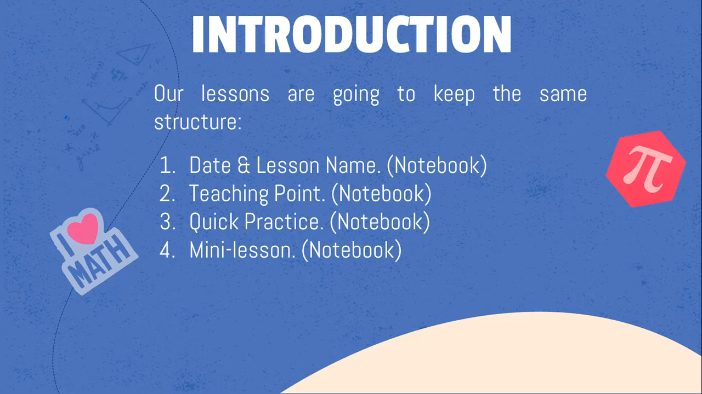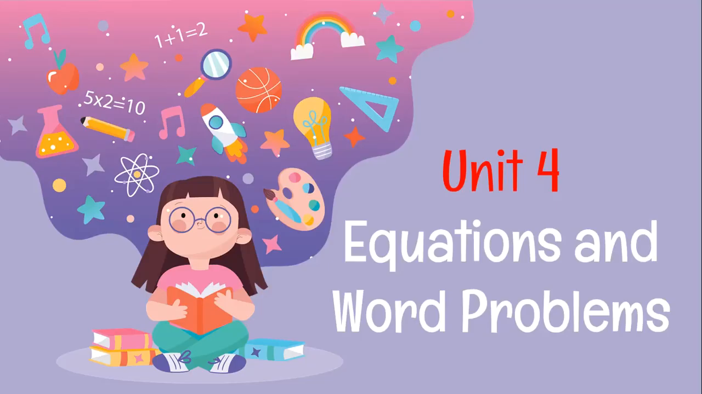We write our date and lesson name on the notebook right at the top. Then we have our teaching point, then we have the quick practice, and then we have the mini lesson. You don't need to copy everything that is on this video. You just need to focus on these four matters. Included in the mini lesson, of course, are the exercises that I'm going to assign you every class. Right? So let's move on to our lesson of the day.